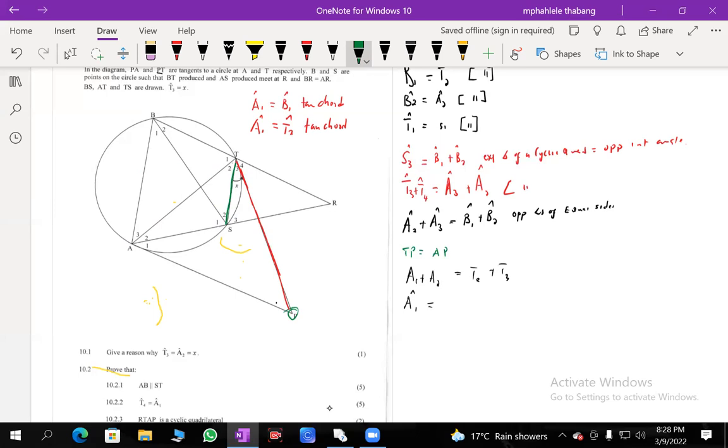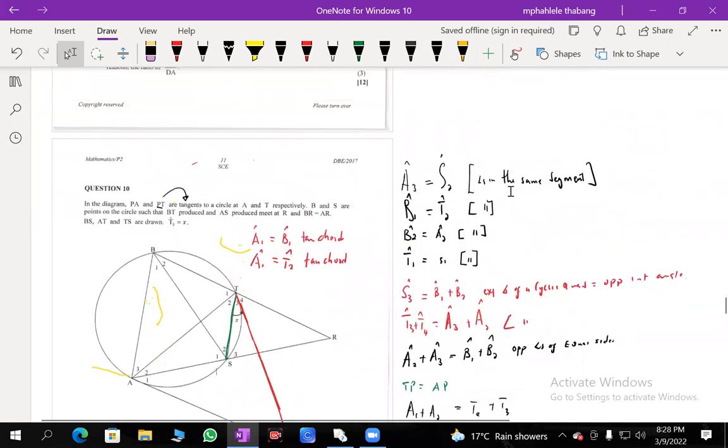Angle T3 equals which angle, Lebogang? Lebogang, perhaps she's struggling with network. Angle T3 equals which angle, Lebogang? You have muted your speaker, so I can't hear you.